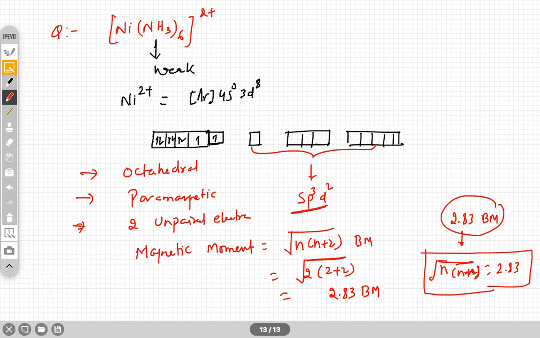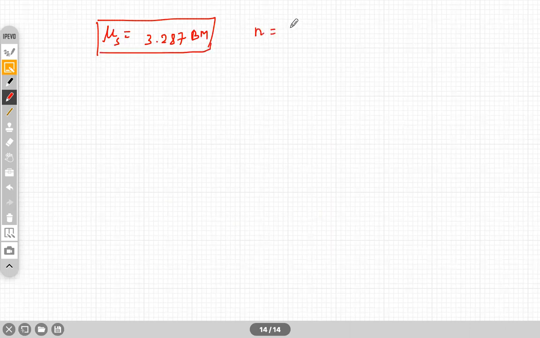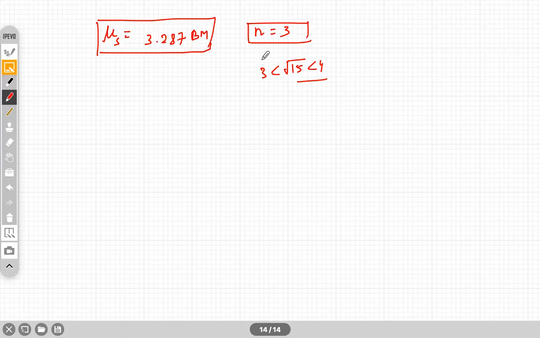Similarly, suppose the magnetic moment mu we are getting is 3.87 BM. 2.83 is for n value 2, 3.87 is for n value 3. We have 3 unpaired electrons. With 3 you'll get root under 15. So root under 15, you see, is somewhere in between 3 and 4. This kind of observation helps you a lot in solving this kind of question.